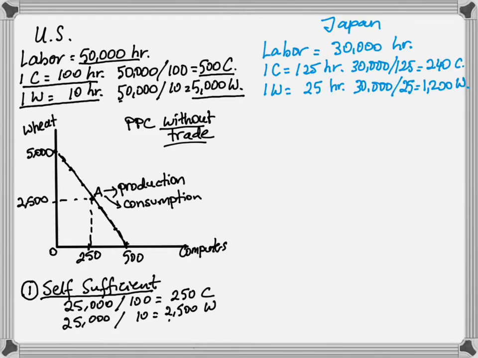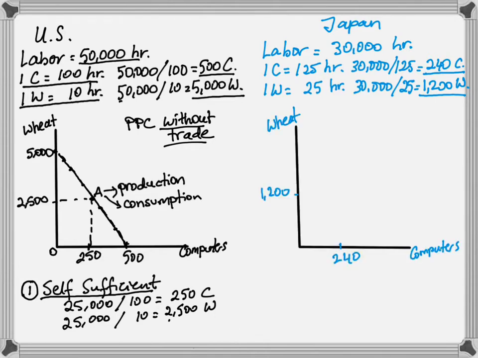Now let's do the same thing for Japan and assume that Japan has 30,000 labor hours. And one computer can be produced using 125 labor hours. That means using all 30,000 labor hours in this country, we can produce 240 computers. And in Japan, 1 ton of wheat can be produced using 25 labor hours. If we use all the labor hours to produce wheat, in Japan, we can produce 1,200 tons of wheat.